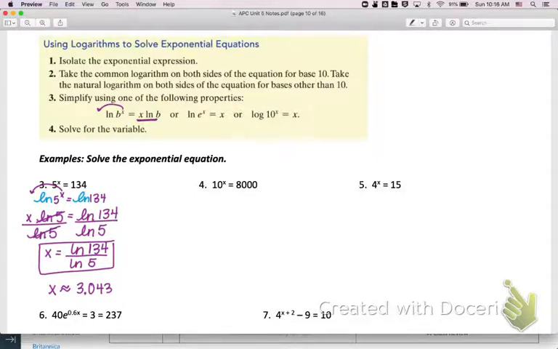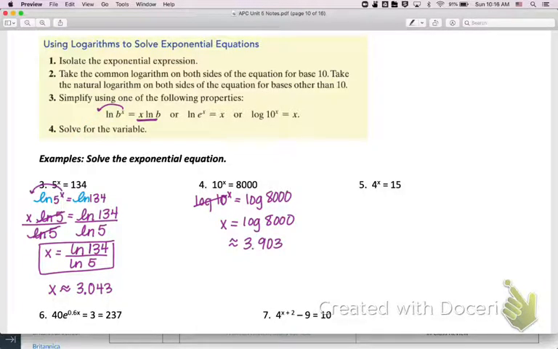Now, for number 4, this would be the rare instance that I would not use the natural log. Because it's base 10, we already know that the common log, if I do log of 10 to the x, equals log of 8,000, these are going to undo each other. So x is just going to be equal to the log of 8,000, which we could put into our calculators, and that comes out to 3.903.